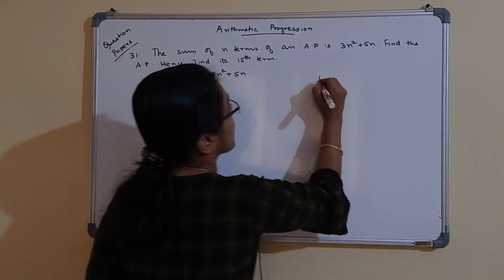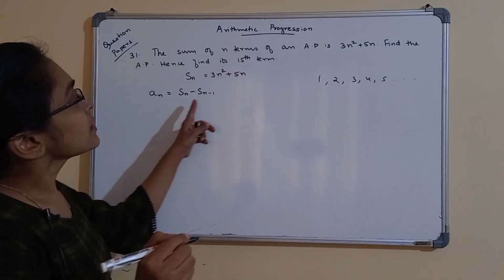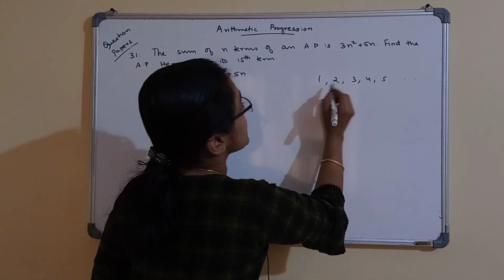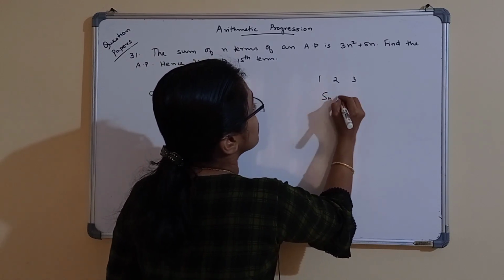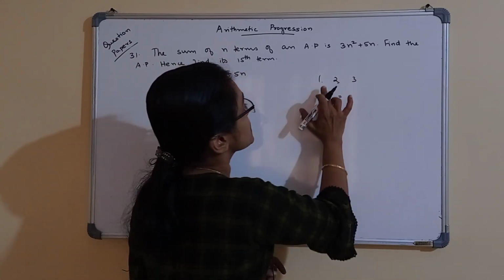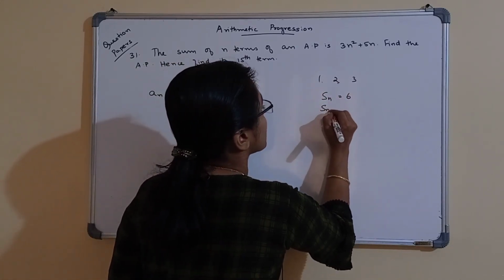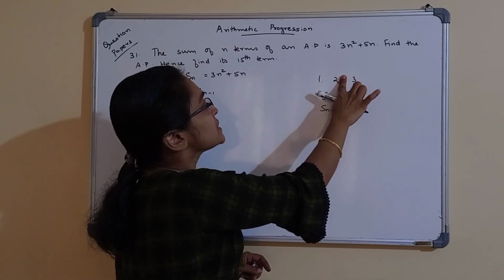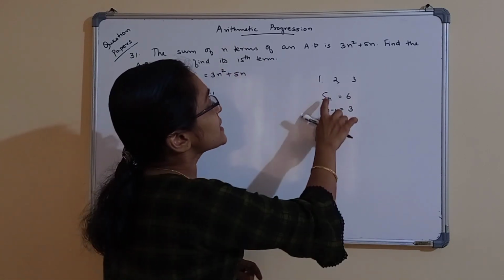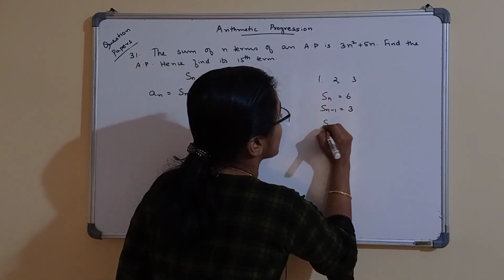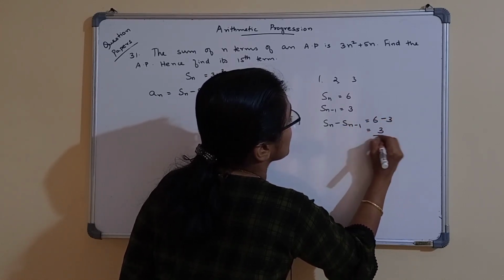Let us say 1, 2, 3, 4, 5, etc. is an AP, right? And Sn, what is Sn here? We can take 3 terms. Sn equal to 1 plus 2 plus 3, which is 6, the sum of n terms. And what is Sn minus 1? That is the sum of n minus 1 terms, 1 plus 2, that is 3. Now, Sn minus Sn minus 1 is 6 minus 3, which is equal to 3.